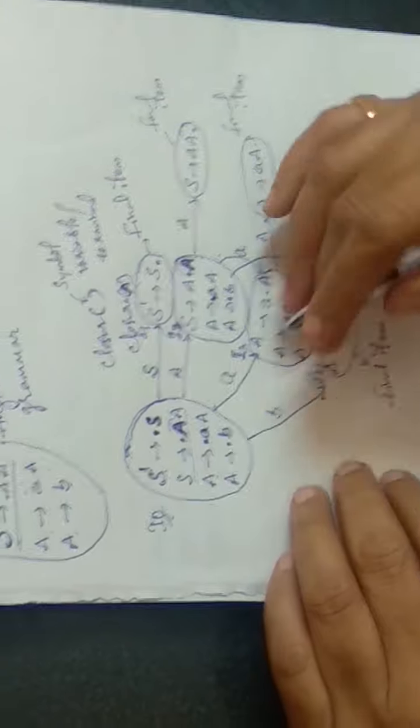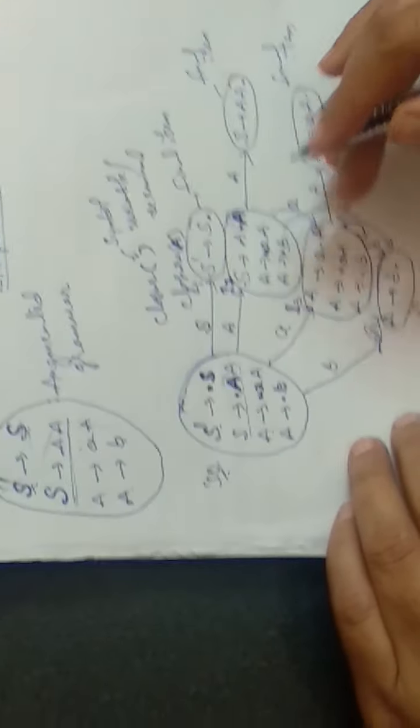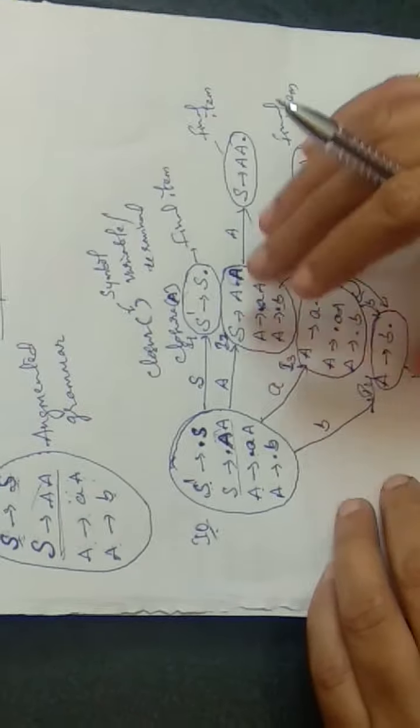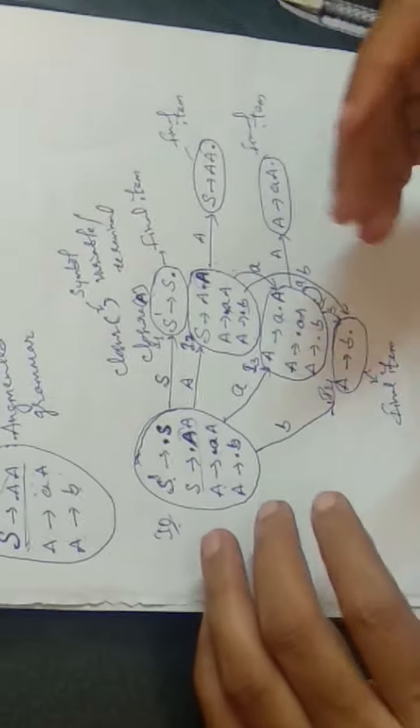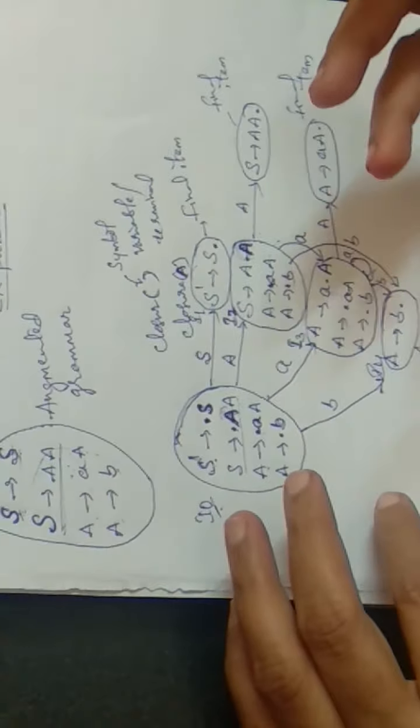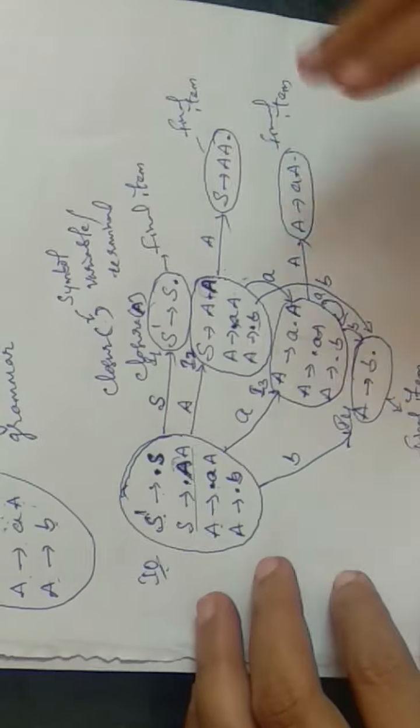This final transition diagram contains all the canonical sets of items. From this transition diagram we can construct the LR parsing table, which will be discussed in the next video.